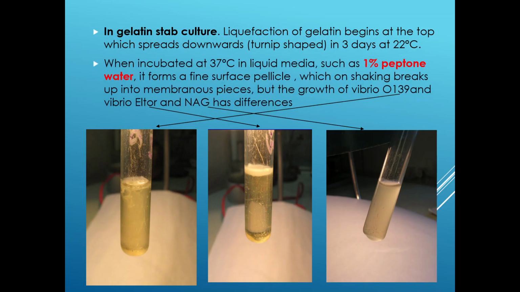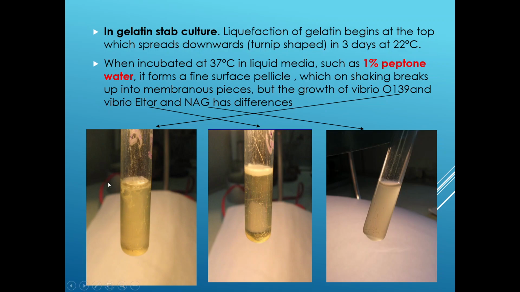In gelatin stab culture, liquefaction of gelatin begins at the top and spreads downwards, turnip-shaped, in 3 days at a temperature of 22 degrees. When incubated at 37 degrees in liquid media such as 1% peptone water, it forms a fine surface pellicle which on shaking breaks up into membranous pieces, but the growth of Vibrio O139, Vibrio El Tor, and non-agglutinable Vibrio cholerae is different.